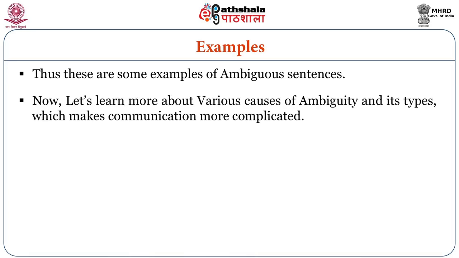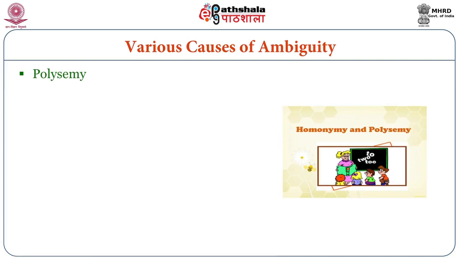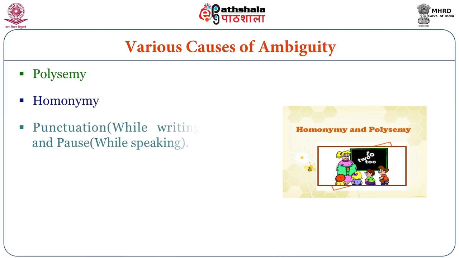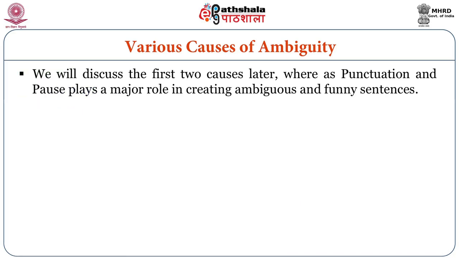Now, let's learn more about various causes of ambiguity and its types, which makes communication more complicated. Various causes of ambiguity are polysemy, homonymy, punctuation while writing, and pause while speaking. We will discuss the first two causes later, whereas punctuation and pause play a major role in creating ambiguous and funny sentences. A very famous one: let's eat grandpa.